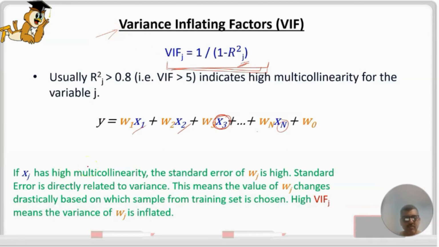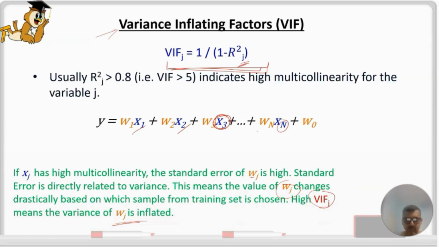If xj has high multicollinearity, the standard error of wj is high. Standard error is directly related to variance. This means the value of wj changes drastically based on which sample from the training set is chosen. High VIFj therefore indicates that the variance of wj is inflated, and therefore the name VIF, it's called the variance inflating factor. I have just read what I wrote.